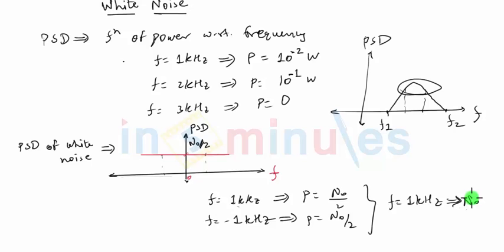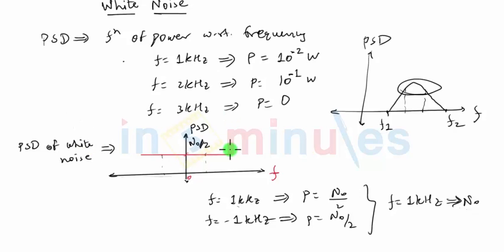Now this is valid up to frequencies as high as gigahertz. If you go beyond that, then you may see variations in the power spectral density, but most of the practical applications operate up to frequencies in tens of gigahertz. And for all those practical applications, hence my PSD of white noise becomes constant.